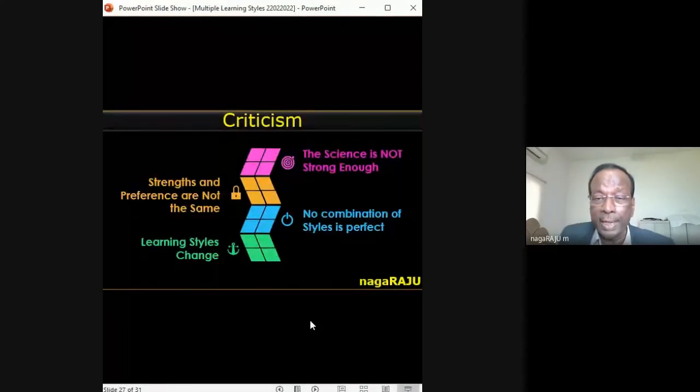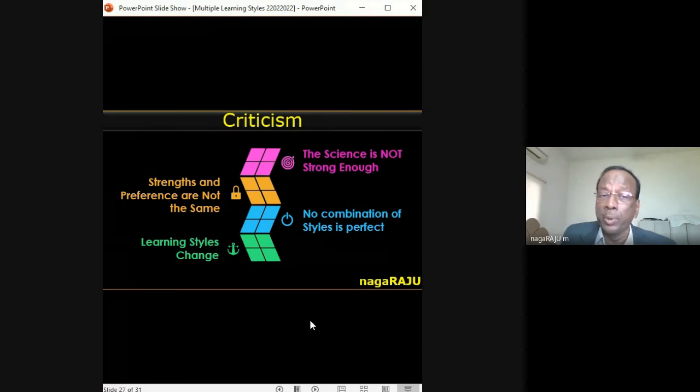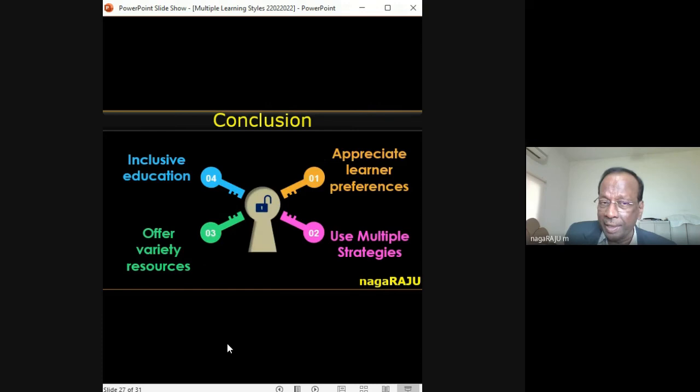So finally, the last 2 slides. The first is there are lots of critical views on these learning styles, people who do not agree with this, and people say learning styles change over a period of time. Today, if I am predominantly logically intelligent, it does not mean that I am going to be logically intelligent all my life. My learning style may change, and strengths and preferences are different from each other. So there are some critical views on the concept, on the philosophy of multiple intelligences.